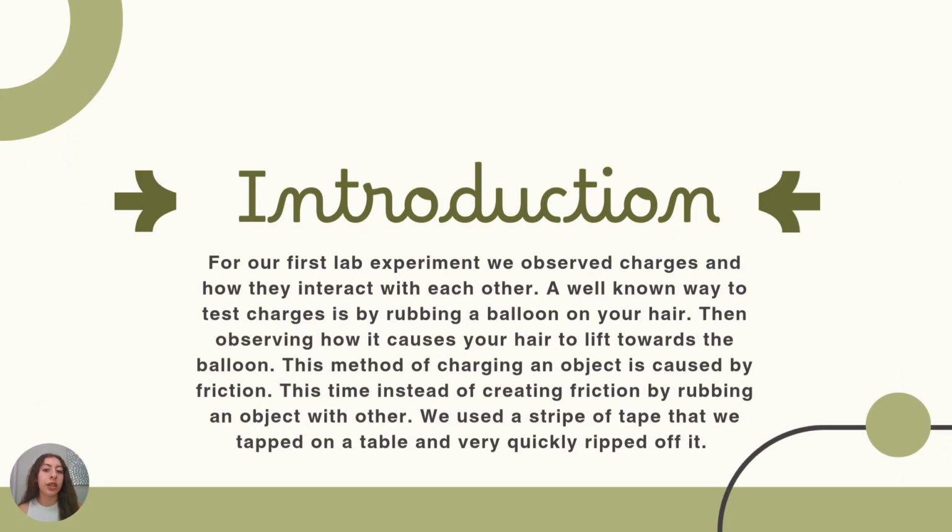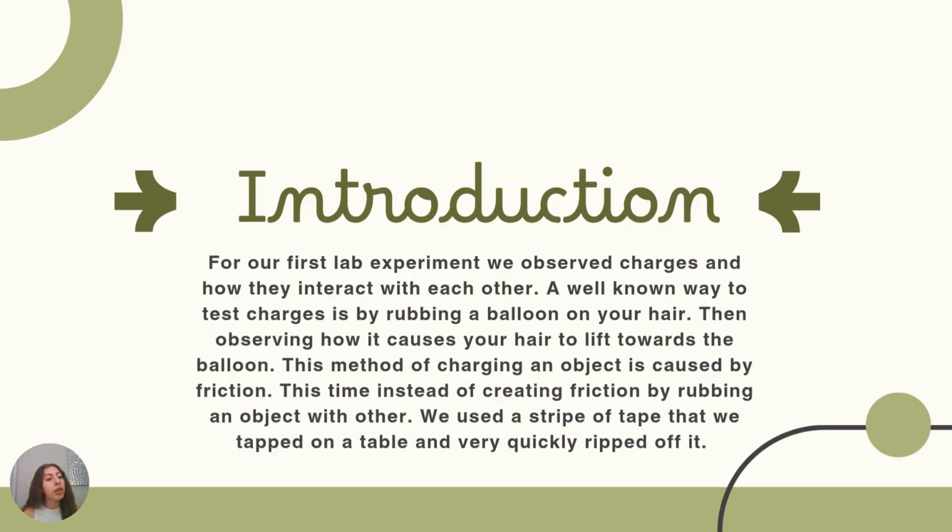So for the introduction, for our first physics lab, we explored how charges are created and how they interact with one another. Interaction of charges are something that we encounter in everyday life but don't take much notice of. For example, when you rub a balloon on your hair, it causes your hair to stand up because it's attracted to the balloon due to friction. Another common example is static electricity, like when you touch a doorknob or even jump on a trampoline and touch the metal, we feel a little spark.